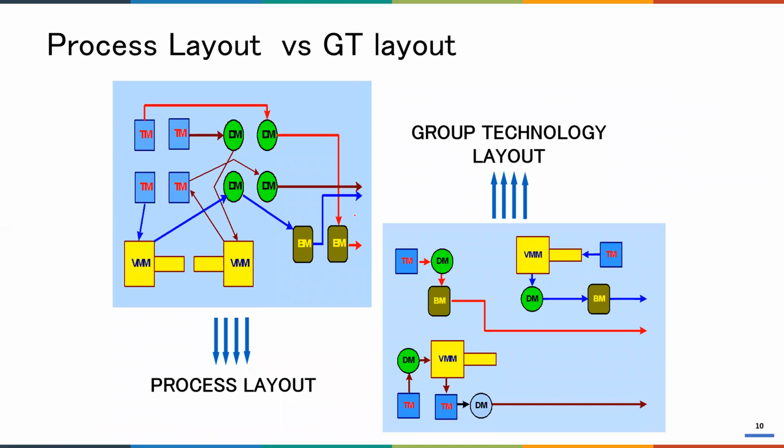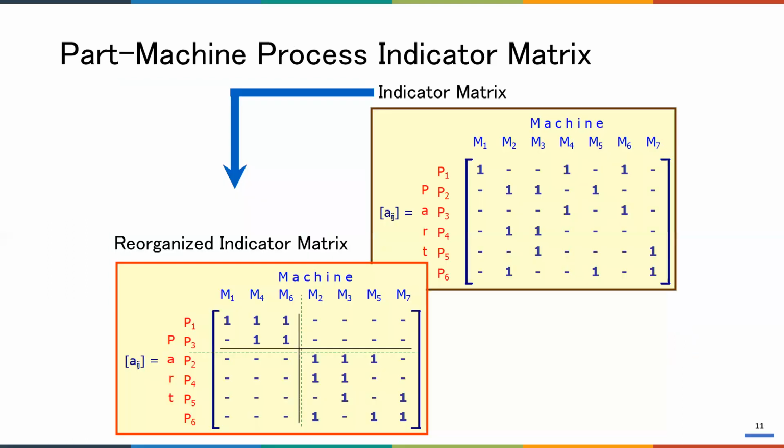So this is an easier illustration, so we can compare it directly. When we use the process layout, as you mentioned, it's kind of chaos here. Once we change it into the group technology layout, it makes it better, because there are not many complicated or complex movements inside the facility.